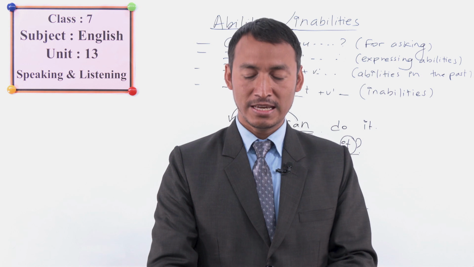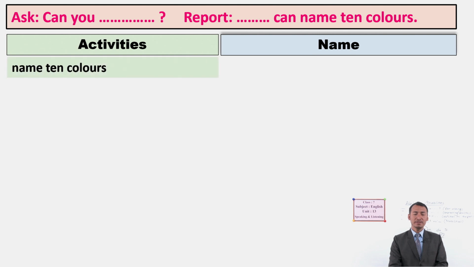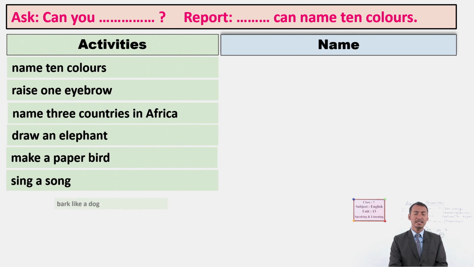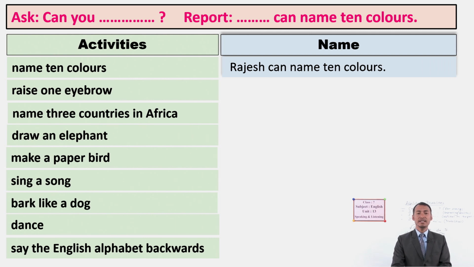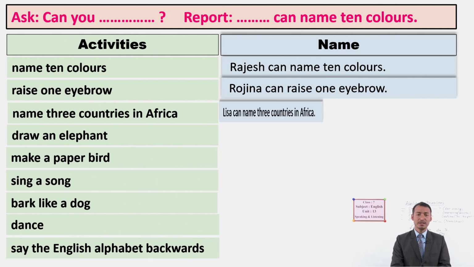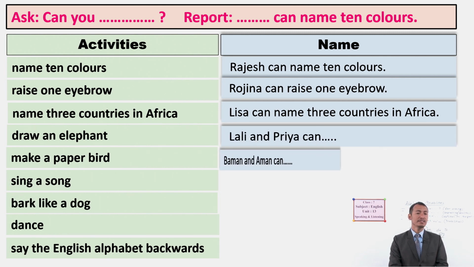I have just one brief example for you here. You can take notes on the activities and the names like this. You have the activities listed on one side, and you have the name and the abilities in a sentence. For example, you have these questions first, then ask the people around your classroom, and then write like this. Rajesh can name 10 colors. Rajesh can raise one eyebrow. Lisa can name 3 countries in Africa. Lali and Priya can draw an elephant.